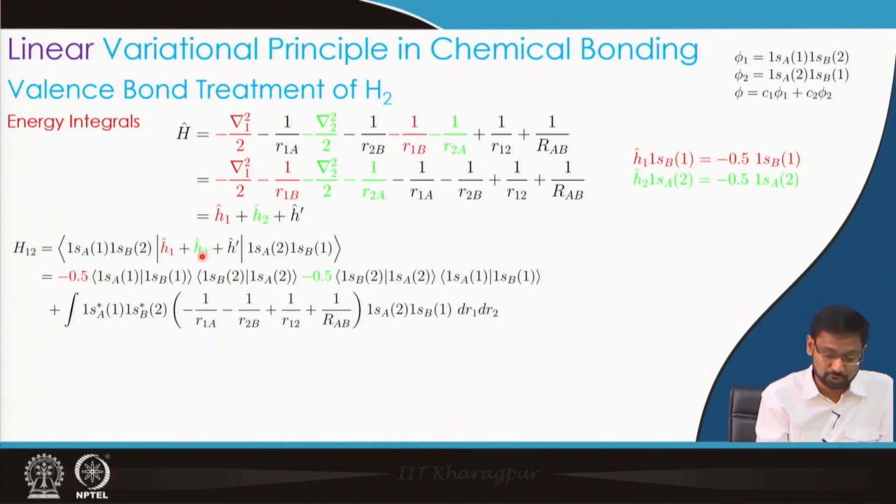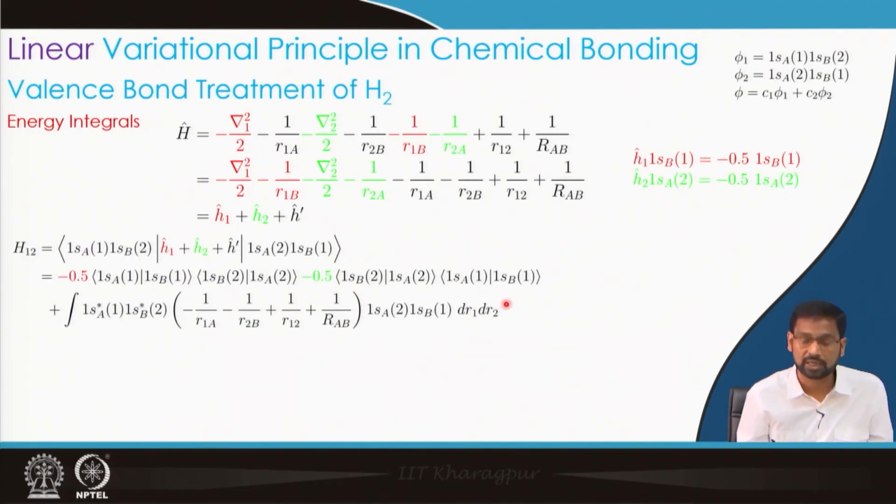So here H2, the second Hamiltonian, acts on 1sA(2) because that is the eigenfunction. Here I have written it down, and when it acts I have minus 0.5 multiplied by 1sA(2), and the bra function has 1sB(2). So again I get an overlap integral S, and I collect the terms that have only electron number 1 dependence. So that gives me another S. So this is again minus 0.5 S squared. So together these two terms give minus S squared.